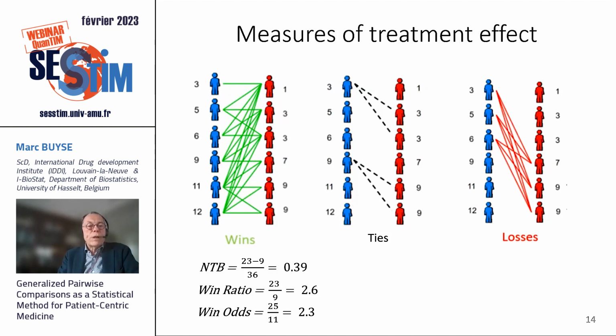Then you can also calculate the win ratio and the win odds. But let's focus on this 0.39 net treatment benefit. You might ask, what does that mean? What is the meaning of that treatment effect?